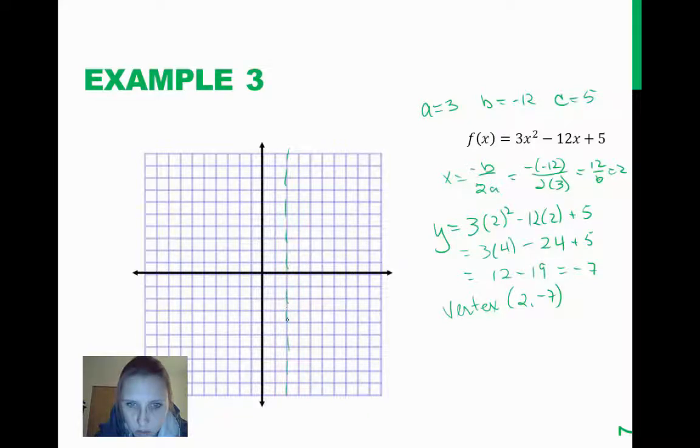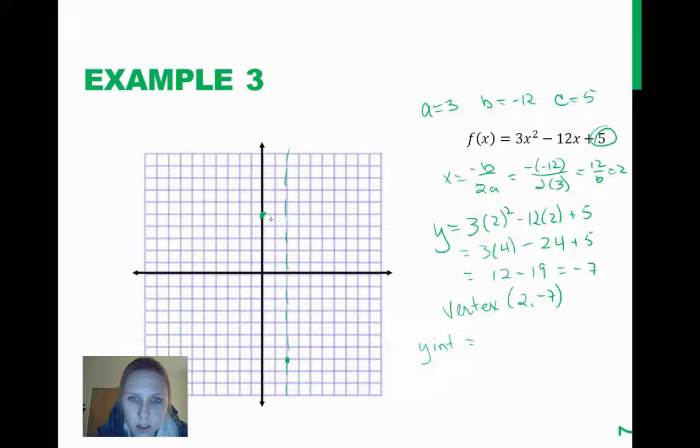1, 2, 3, 4, 5, 6, 7. There's our vertex. It's opening upward. So let's find our y-intercept. That's super easy to find because the y-intercept in this case is the c value. That's at 5. So I can go up to 5 here. 1, 2, 3, 4, 5.